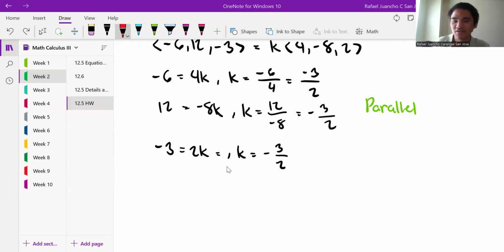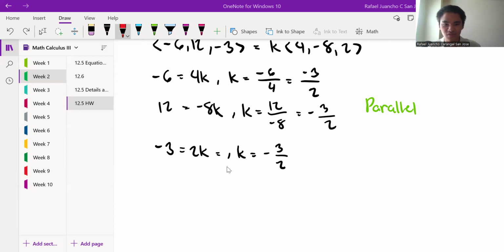Do they intersect? That's interesting. Because if they're parallel, then it means they don't intersect. Because that was the next question. So I don't think they do intersect. But you know what? There's no harm in trying.